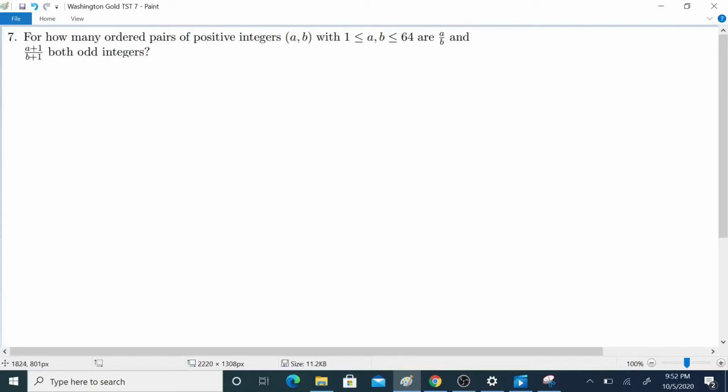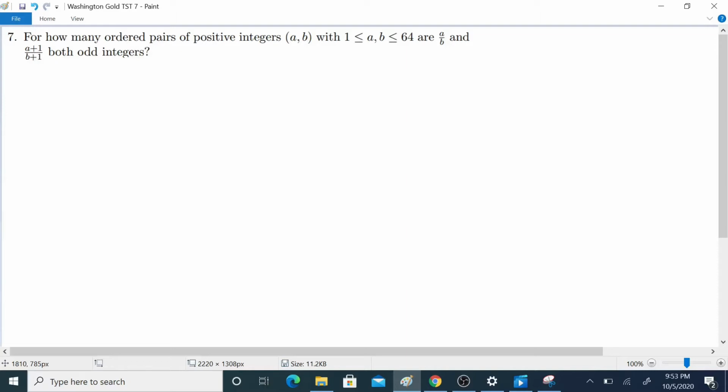Okay, let's try problem 7. For how many ordered pairs of positive integers a, b with 1 ≤ a and b ≤ 64 are a/b and (a+1)/(b+1) both odd integers? So we obviously don't want to just run through every single ordered pair, because that's way too much work. So we need to think of a better approach.